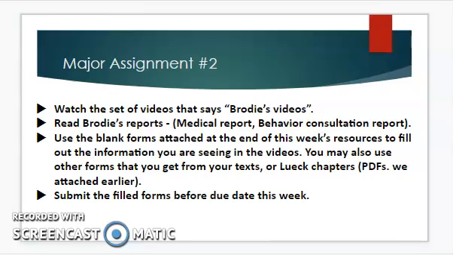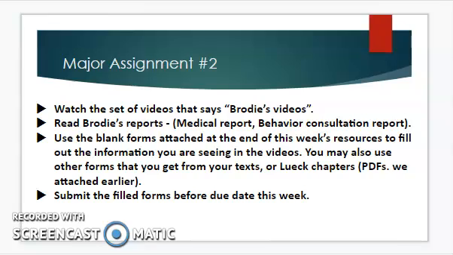And please note that you will not see a lot of things being part of the video. So you have to get the information from everywhere, from the medical report, from the behavior report, or wherever. And then you'll have to see what is important for the functional vision assessment and what is not. So that is the task for this.